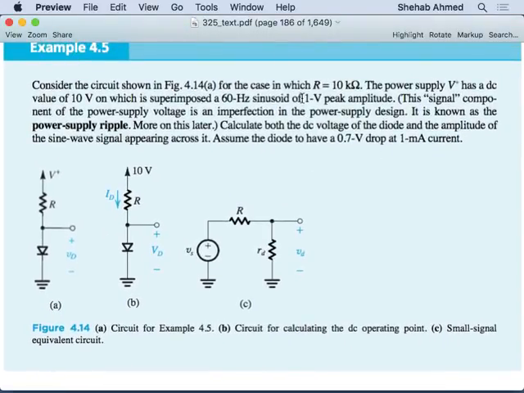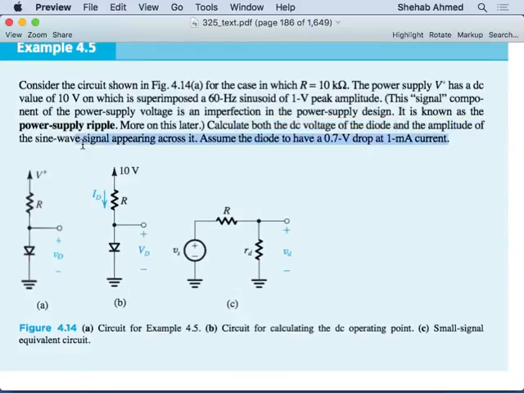So they're telling you this is basically an imperfection of the power supply. It is known as the power supply ripple. Calculate both the DC voltage of the diode and the amplitude of the sine wave appearing across it. So what do I want? This voltage ripple in the power supply is going to cause ripple across my diode. Remember, my goal is to use the diode as a regulator, for example. So if I'm doing that, I want to look at the voltage ripple across the diode due to voltage ripples in the power supply, for example.